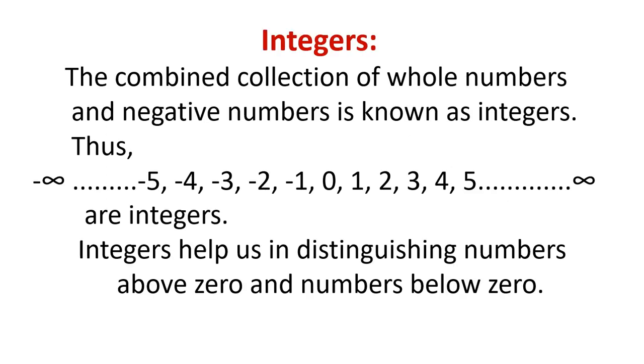Integers, the combined collection of whole numbers and negative numbers, is known as integers. Thus, starting from minus infinity, then going further to the right, we get minus 5, minus 4, minus 3, minus 2, minus 1, 0. Then 1, 2, 3, 4, 5 and continuing to infinity are integers. Integers help us in distinguishing numbers above 0 and numbers below 0.